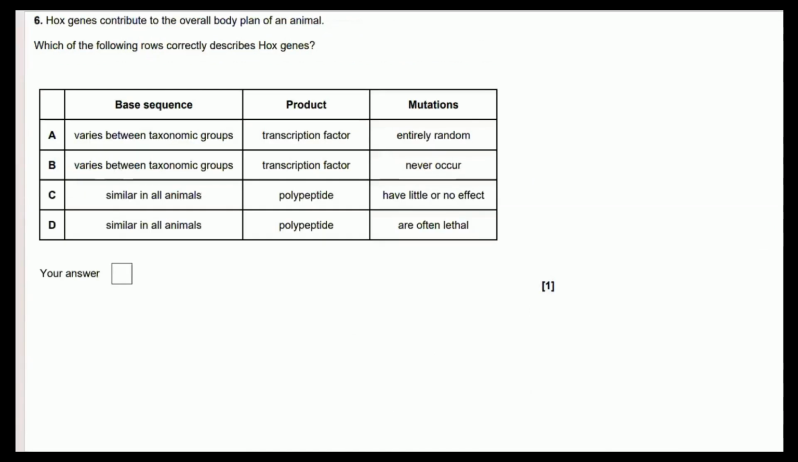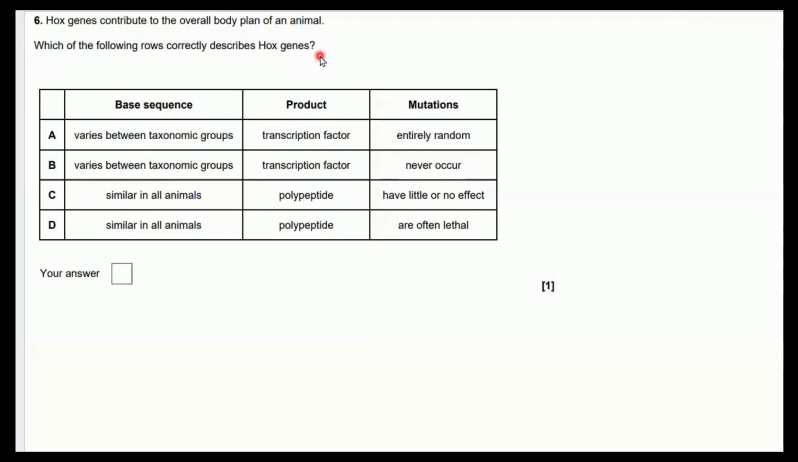Keep moving on. All right, question 6. Hox genes contribute to the overall body plan of an animal. Which of the following rows correctly describes Hox genes? So Hox genes are clusters of genes that are vital for the body plan in animals, and Hox genes are similar between different species of animals.